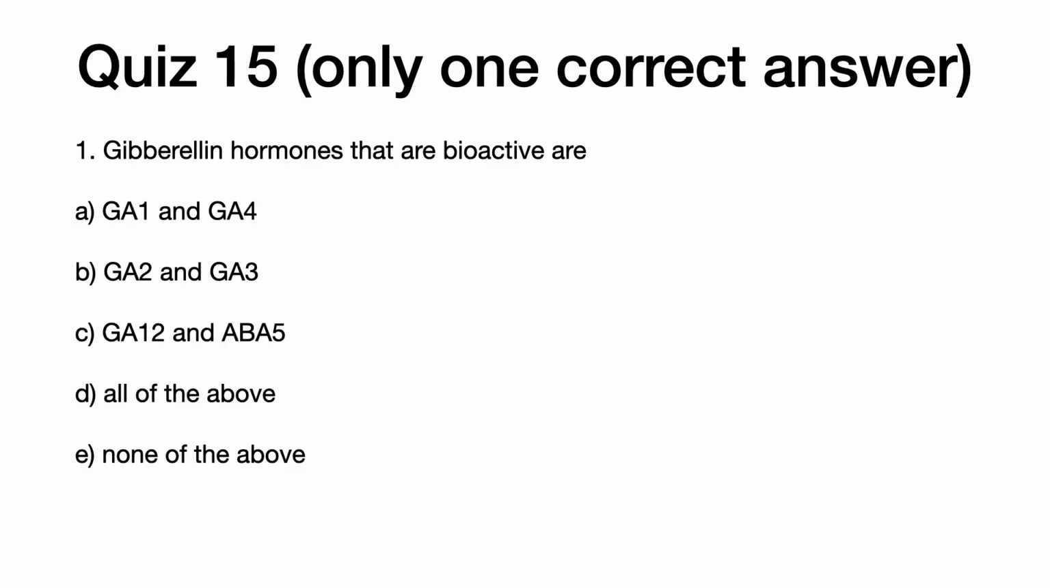1. Gibberellin hormones that are bioactive are: A. GA1 and GA4, B. GA2 and GA3, C. GA12 and ABI5, D. All of the above, E. None of the above.